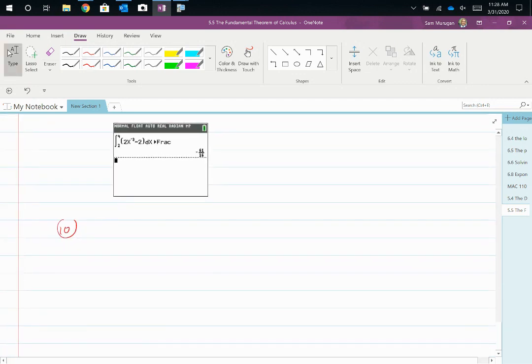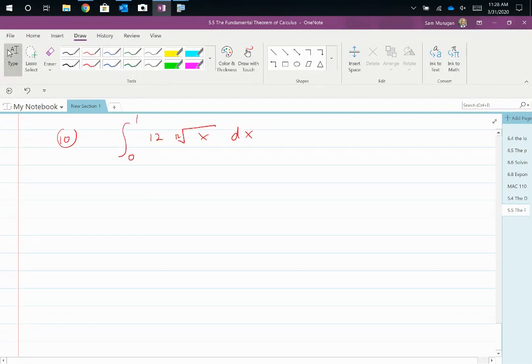10. Integrating between 0 and 1 for 12, the 12th root of x dx. So remembering how to integrate here, this is 12 x to the power 1 over 12, which is 12 times x, adding 1 to 1 over 12, we get 13 over 12 divided by 13 over 12.